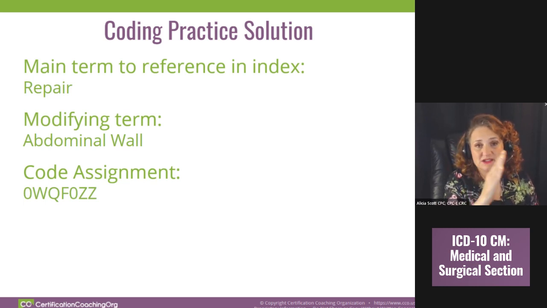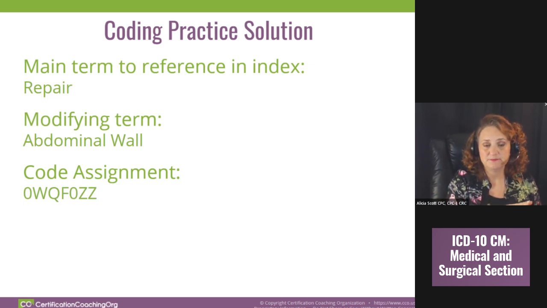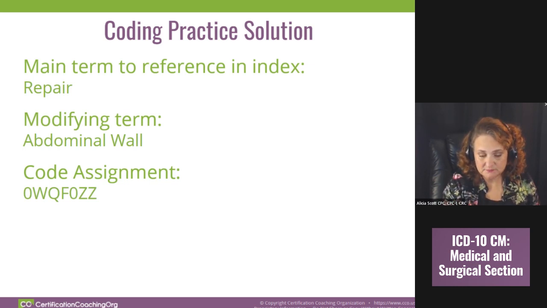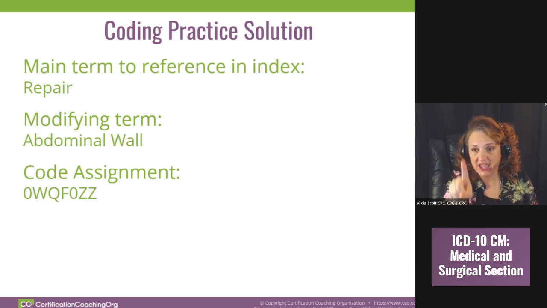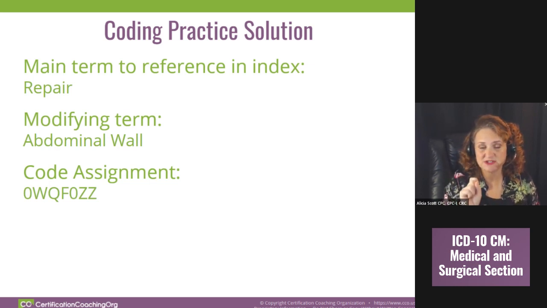So again, when you look in the index, it'll definitely get you the first 3 characters and probably into the 4th character. But then you're going to go to the tables, just like you would for the tabular, and you'll be able to scan down, run your finger, and say, oh, nope, this is what's applicable. Oh, nope, we left in a mesh for repair of the abdominal wall. And then you'll be able to assign the character that is there.